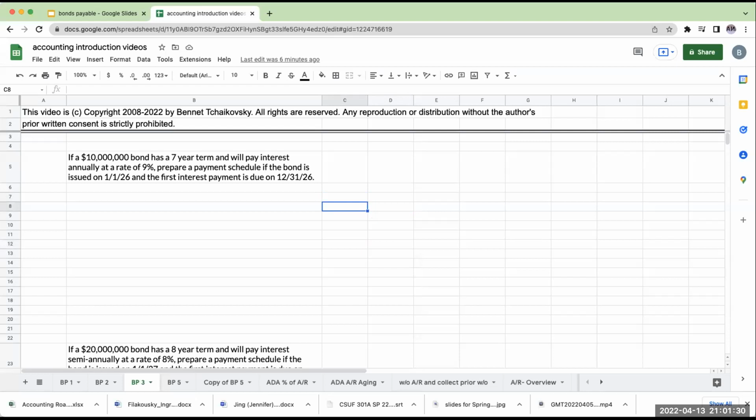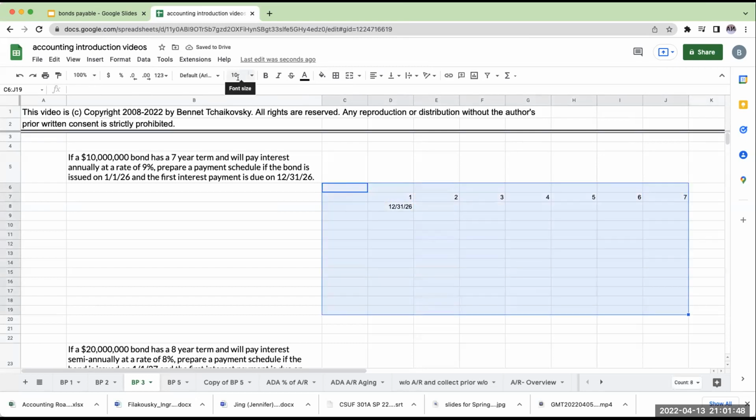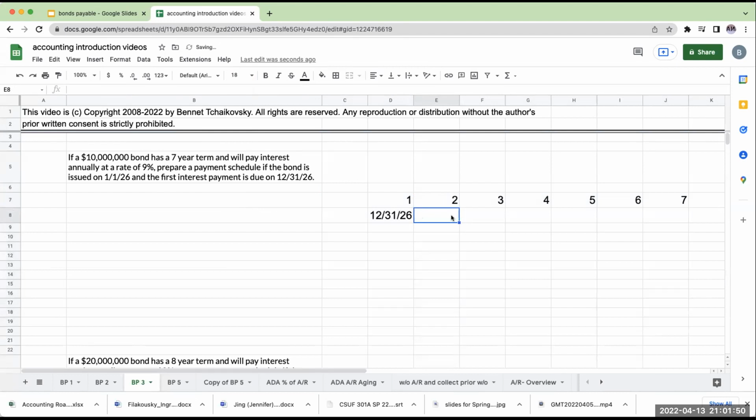So over here, if we say we're issuing this bond on 1/1/26 and it's an annual rate. So basically over here, 12/31/26, we'll call this year 1. Okay, so every single year, it's a 7-year term. So how is this going to actually go through and work? Well, we got over here.